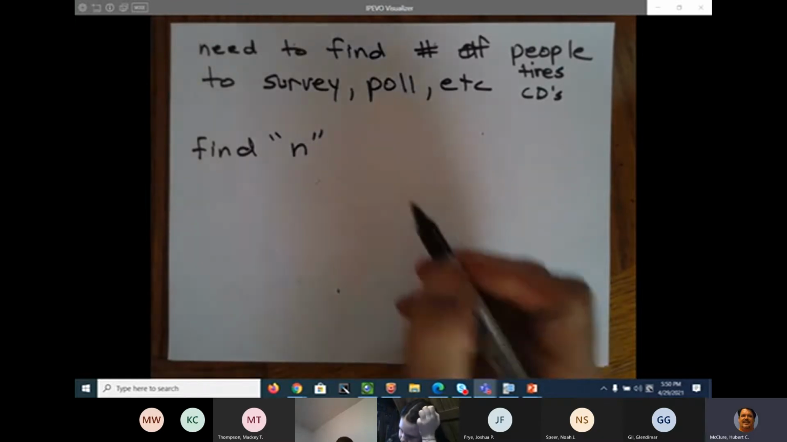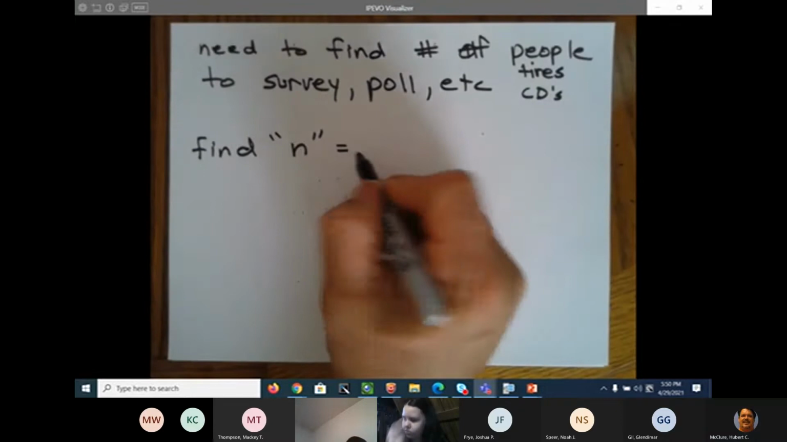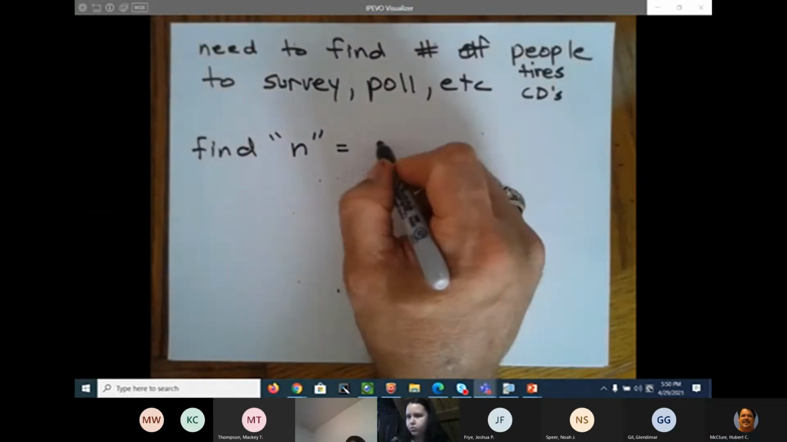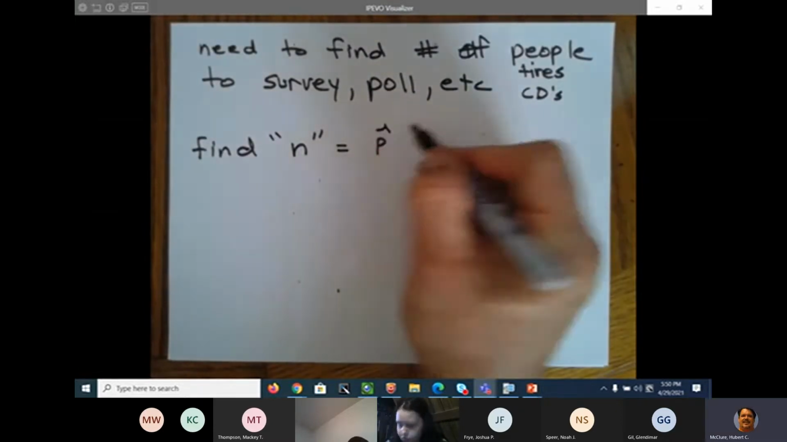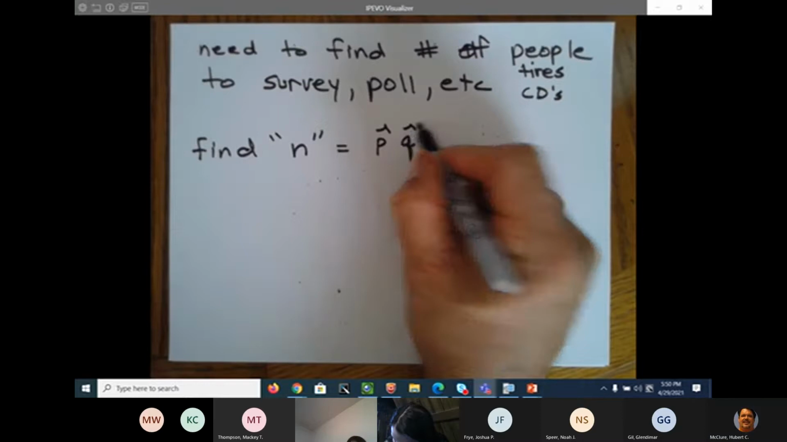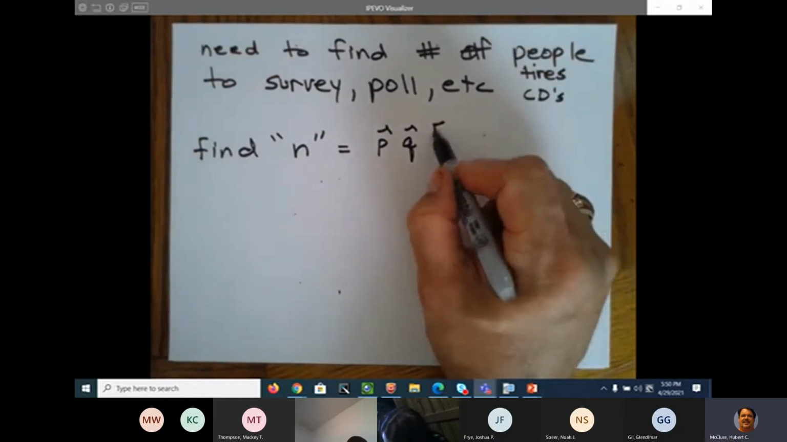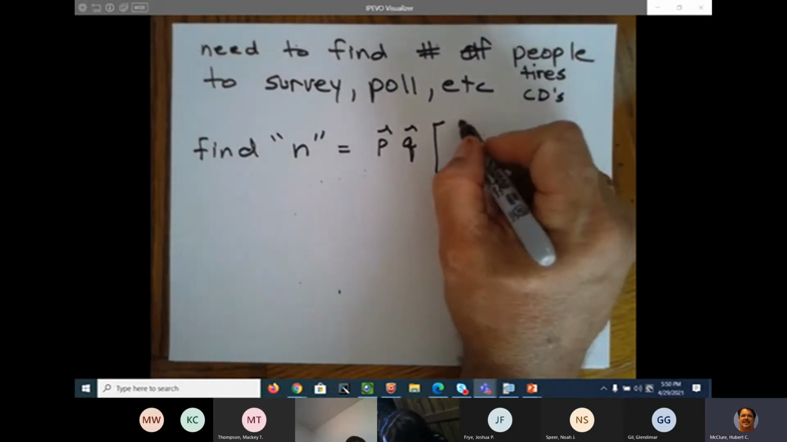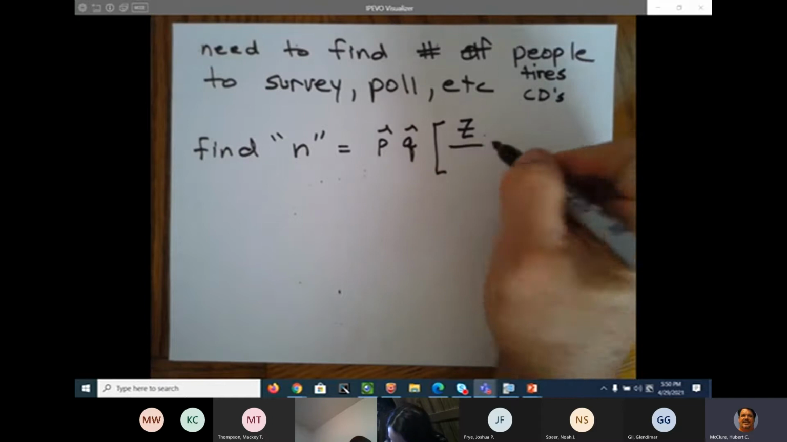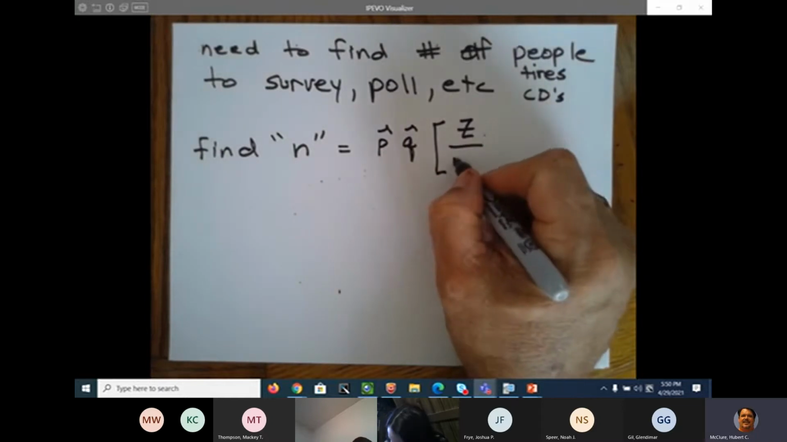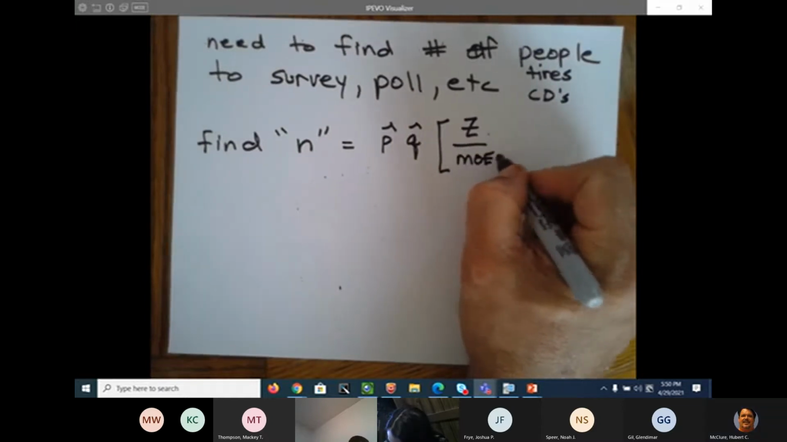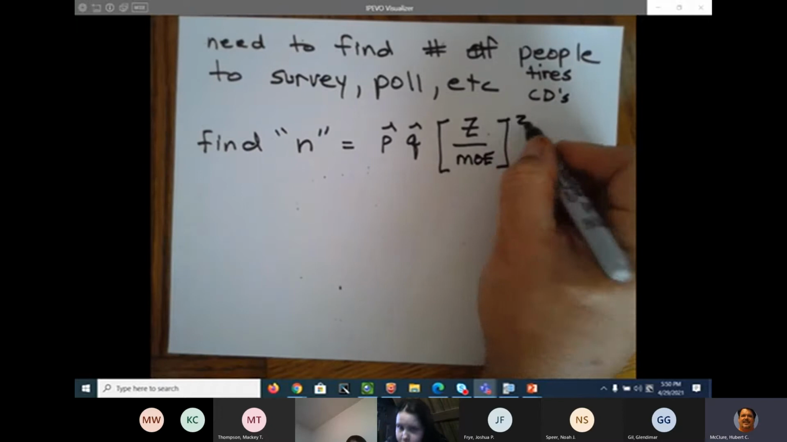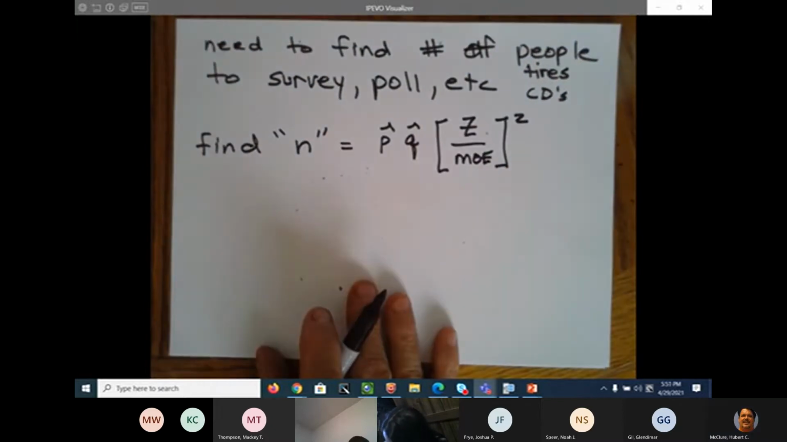Okay, n is equal to p hat, q hat, times z divided by margin of error, raised to the second power.